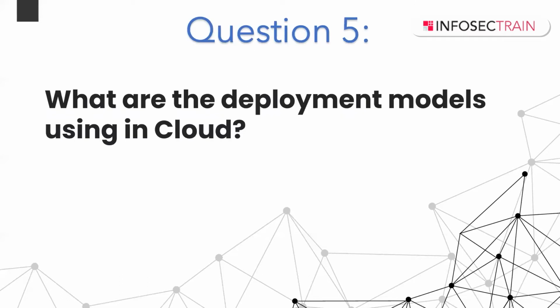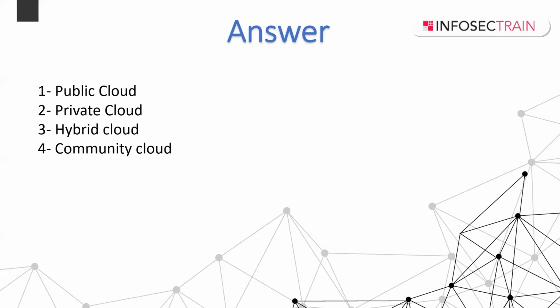What are the deployment models used in cloud? There are four different types of deployment models. First one is public, second one is private, third one is hybrid, and fourth one is community. So now let's take them one by one.